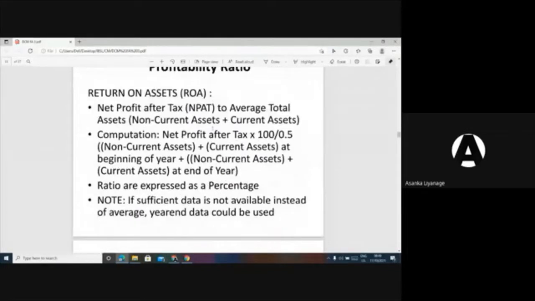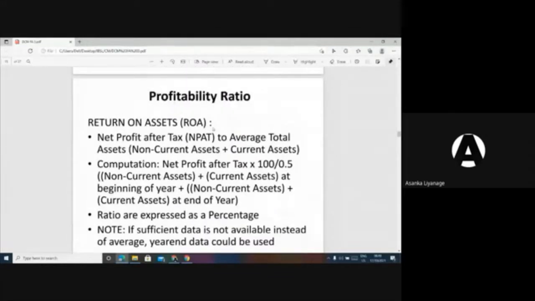Still profitability ratios. This is another ratio, that is return on assets. Very easy to calculate. This ratio also is a kind of C category ratio, that is one item from the income statement, one item from the balance sheet. You take the net profit after tax into 100 divided by average total assets. Against the total asset, what does it show? You can directly take the total asset figure which is in the balance sheet, no need to add non-current and current assets. Take the average. Higher the percentage, better it is. If you want, you can calculate return on assets after tax and return on assets before tax.